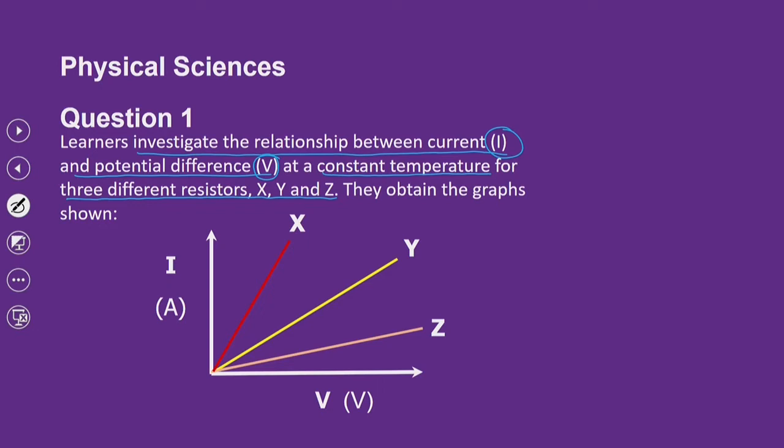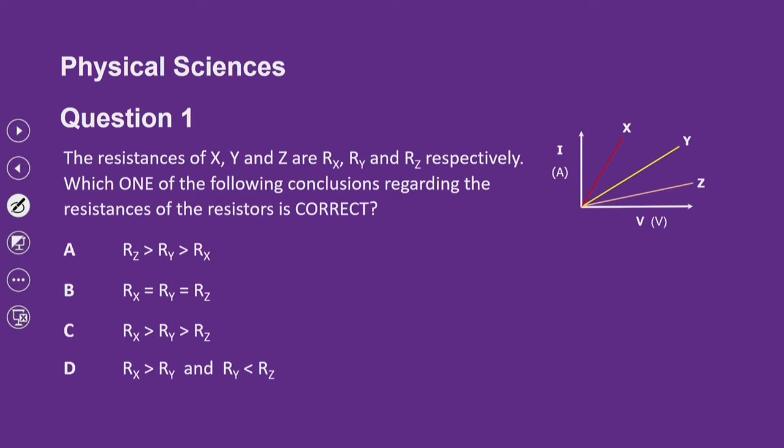And if we investigate, we'll see X, Y, Z are at different gradients. They are all straight line graphs, which means they are all ohmic conductors. Good. All of them are ohmic conductors. What is the question asking of us? Which one of the following conclusions regarding the resistance of the resistors is correct? So we want the one which is correct.